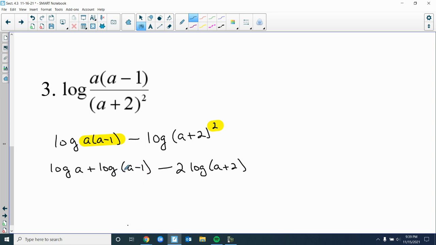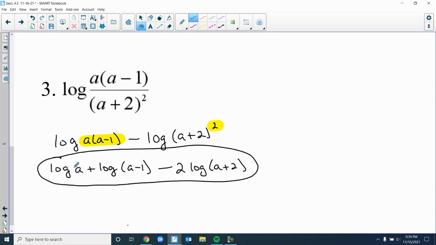All right, now the log of a minus 1 right here, that is not a power, it's not a product, it's not a quotient. You cannot simplify that. That is done. Same thing with the last piece, 2 log of a plus 2. Cannot simplify that. That is simplified as far as possible. This is our final answer.